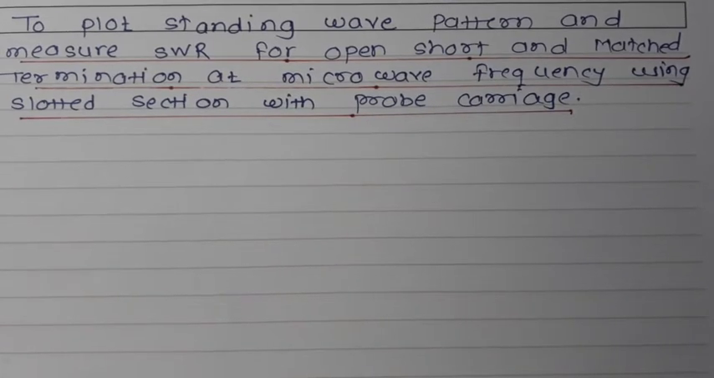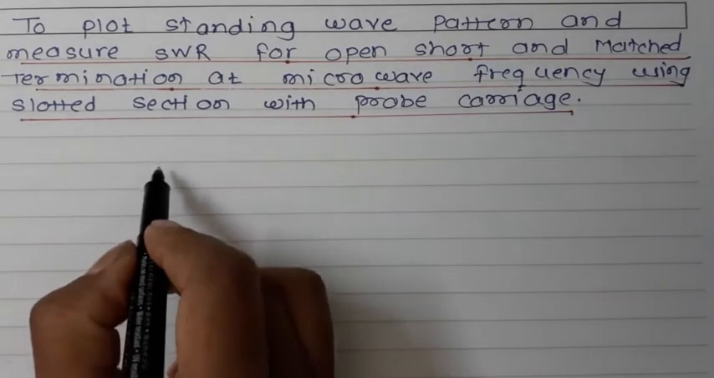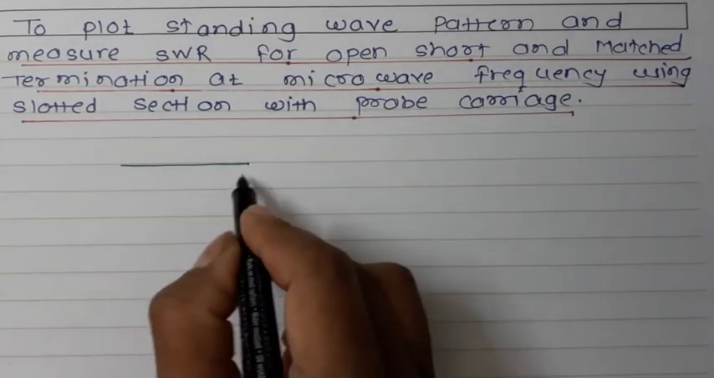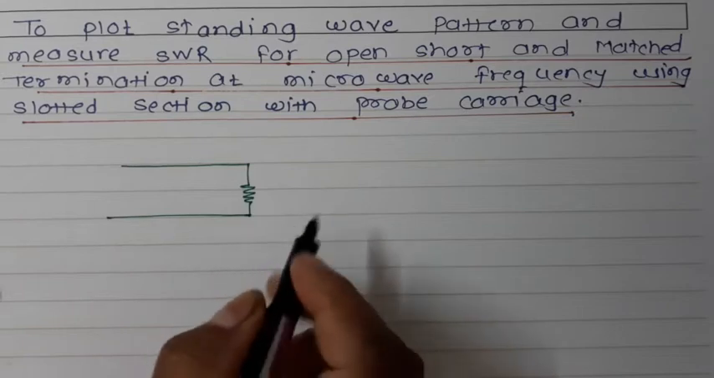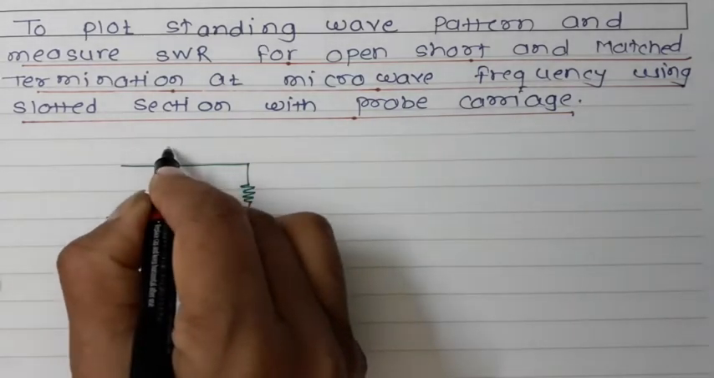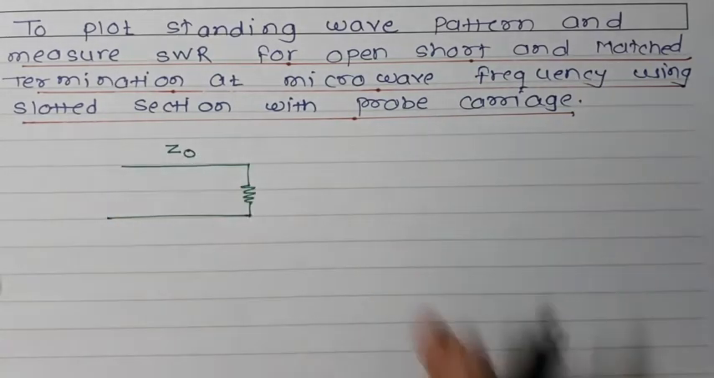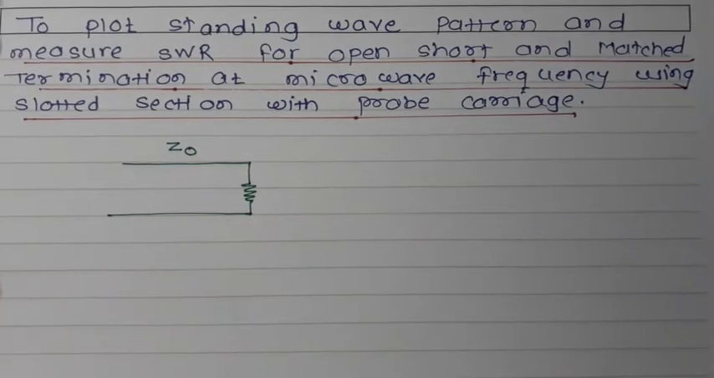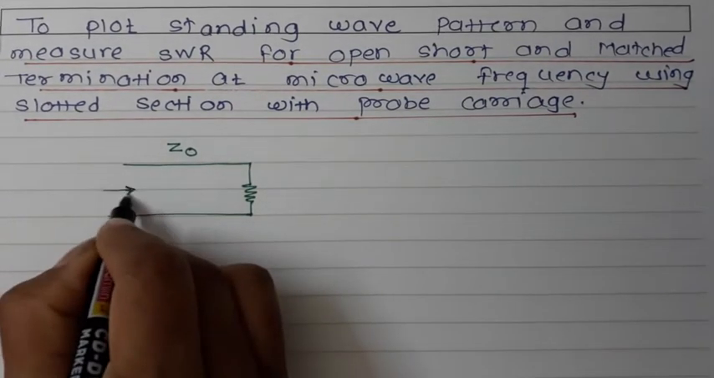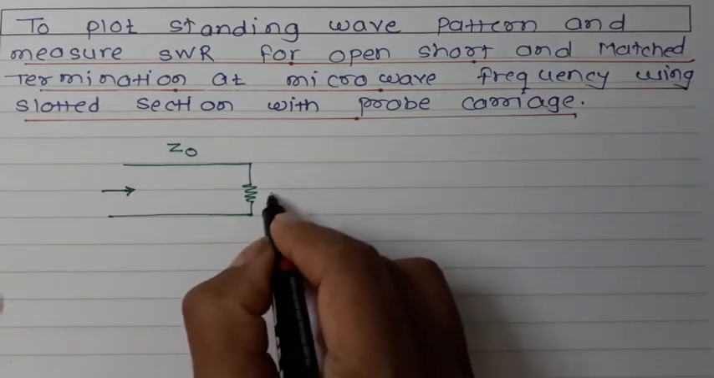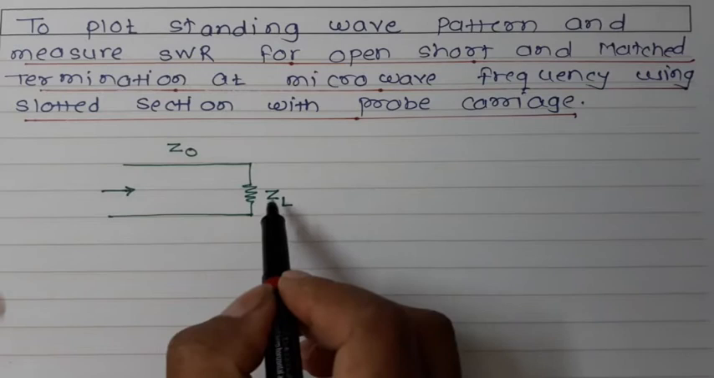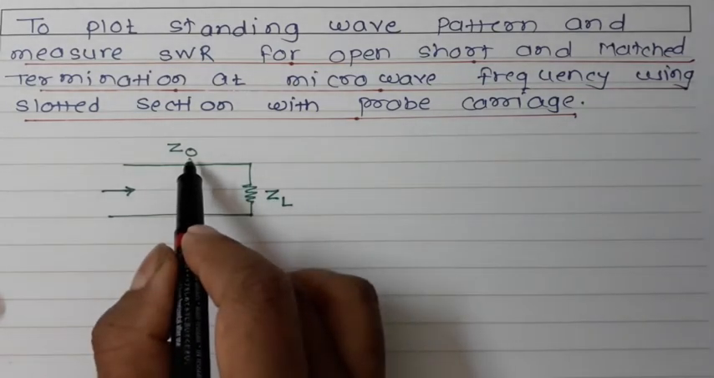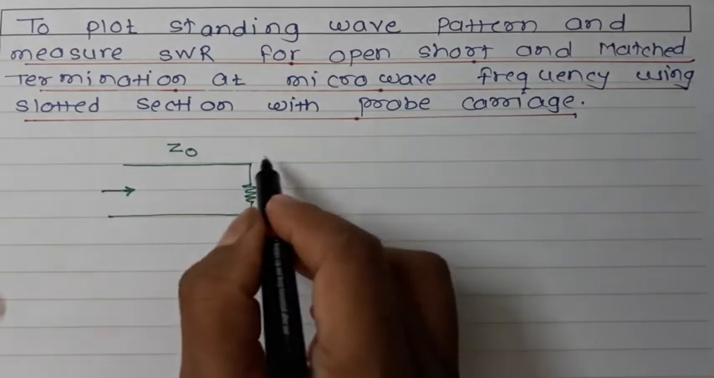So first we know that if we are using any transmission line and it is terminated with a load, here we are assuming that the characteristic impedance of that transmission line is Z0. You are giving some power to it and you are terminating that line with ZL, that is nothing but the load impedance. If your load impedance is not matched with your characteristic impedance, what will happen?